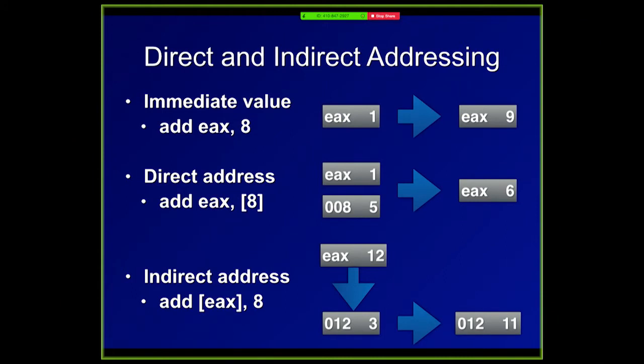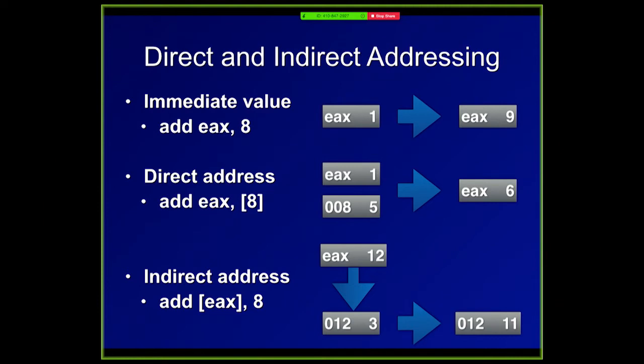So direct addressing is when there's immediate values. You can just add the literal number 8 to EAX, and then the number in the EAX register will go up by 8. Or you can add the contents of memory address 8 into EAX. That's called a direct address. You have a number that points over here, and then there's an indirect address where you go to the contents of something like EAX, and then you take that and find the address there and add it in.